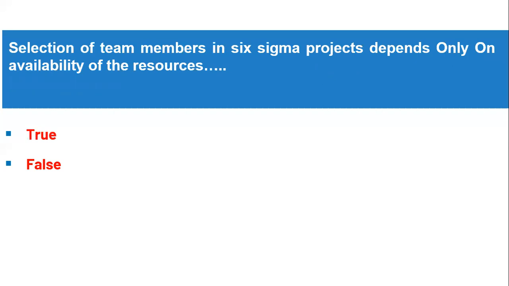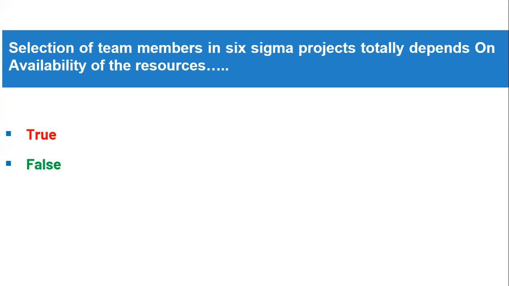Selection of team members in Six Sigma projects depends only on availability of resources. Is it only on availability of resources? True or false? The answer is false. Selection of team members in a Six Sigma project is not totally dependent on availability of the resources. Yes, availability of the resources is one important parameter. The second is the knowledge base of the individual, how knowledgeable they are about a given process. But of course, the third is influence, that is, do you have the authority to collect some required information for the project?